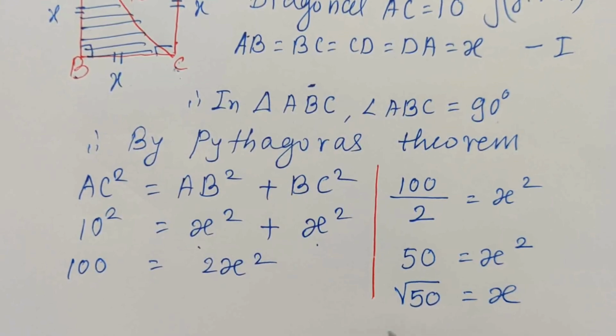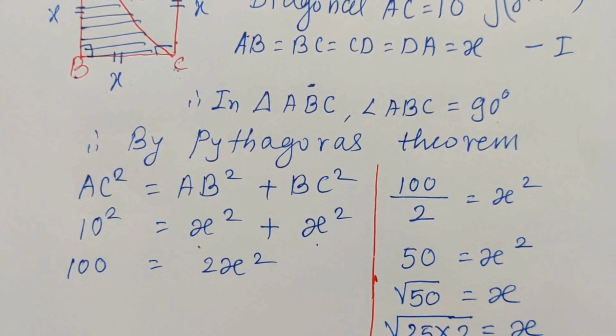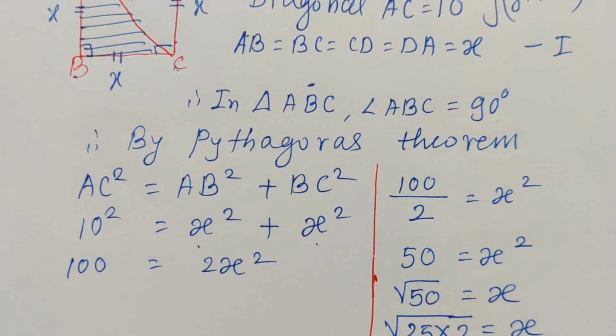Now for the square root of 50, we will just write the factors of 50. You know how to find the square root. So here you get 25 twos are 50. I am showing you each and every step. This is a simple step, you can avoid it. The square root of 25 is 5. Root 2 is equal to x. That means we got the side of the square equal to 5 root 2.